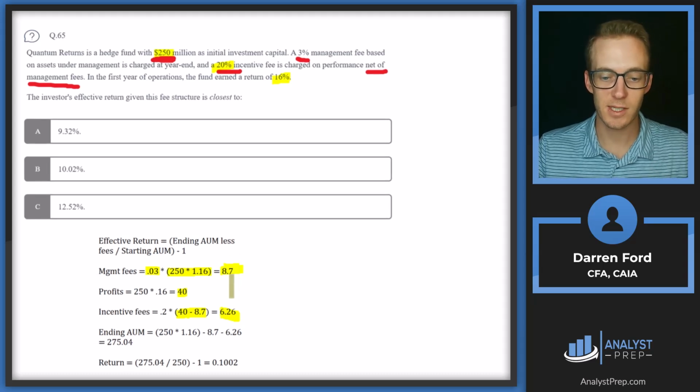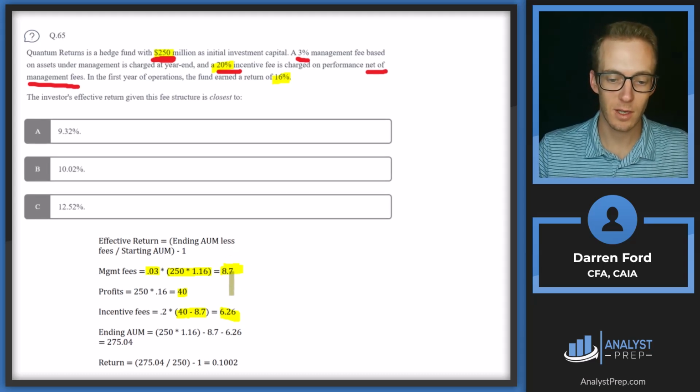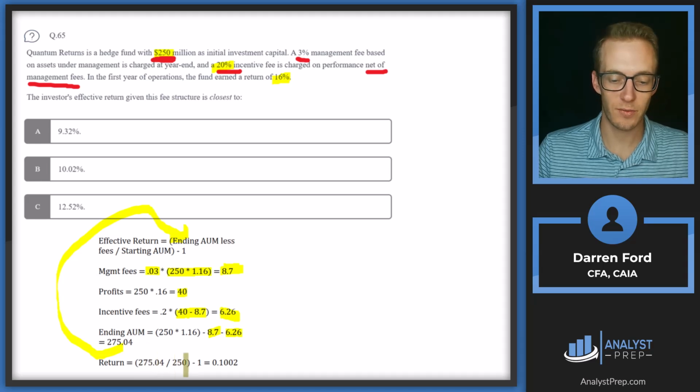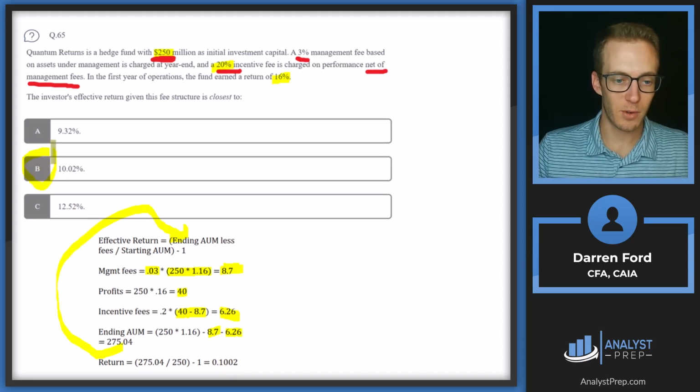So next we need to calculate the ending AUM and then subtract out these fees. So ending AUM is going to be 250 times 1.16, and then subtract out 8.7 and 6.26 gives us net ending AUM of 275.04. And then we can just plug that into our formula, which we have down here. 275.04 divided by 250 minus 1 gives us a net return of about 10.02%, which will line up right here with answer B.